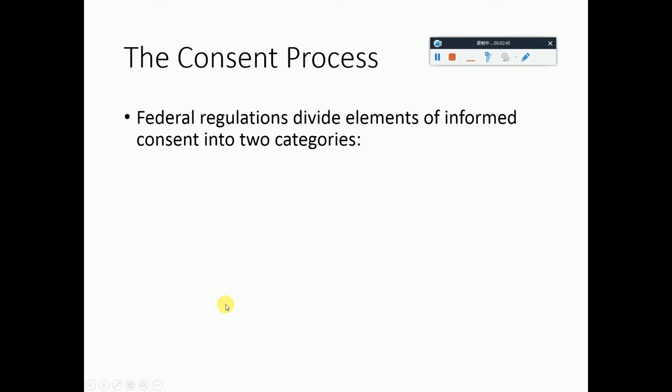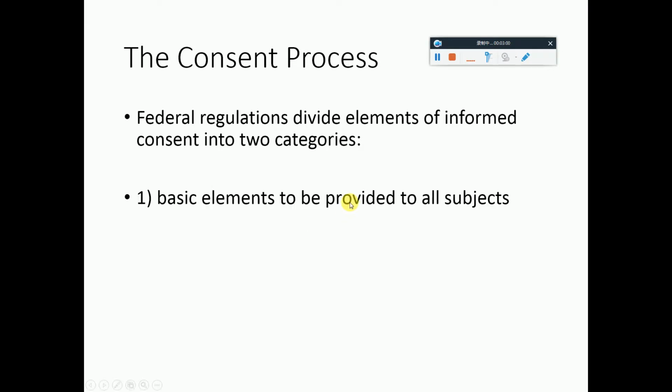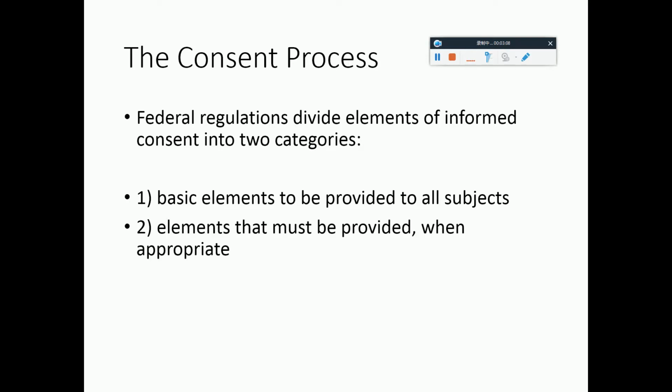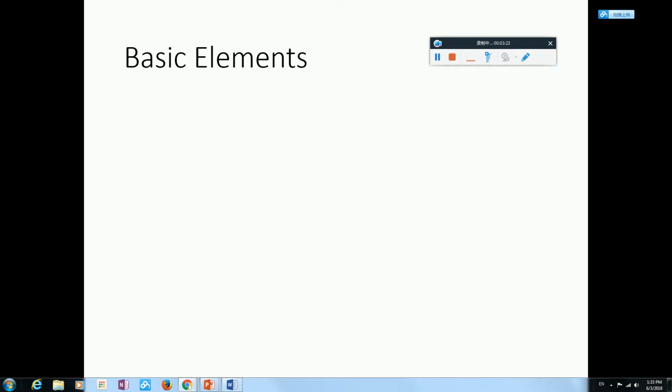Now, the consent process. Federal regulations about informed consent list elements of information that a researcher must provide to subjects. The regulations divide the elements into two categories. The first category includes basic elements to be provided to all subjects. The second category includes elements that must be provided when appropriate. So let's start with basic elements in informed consent.